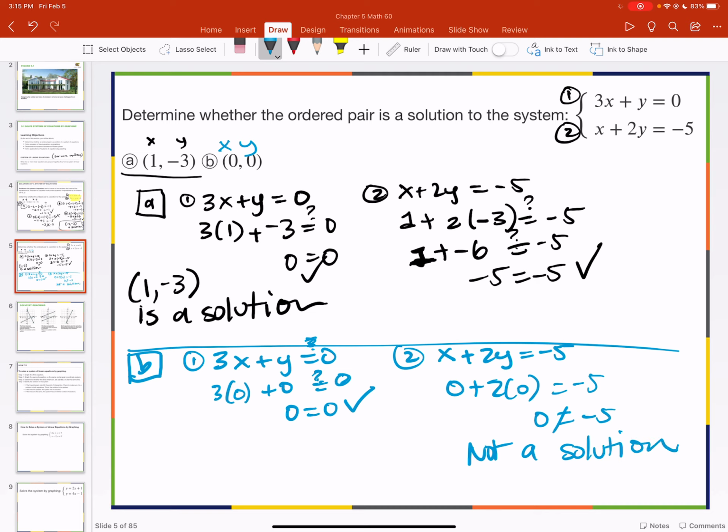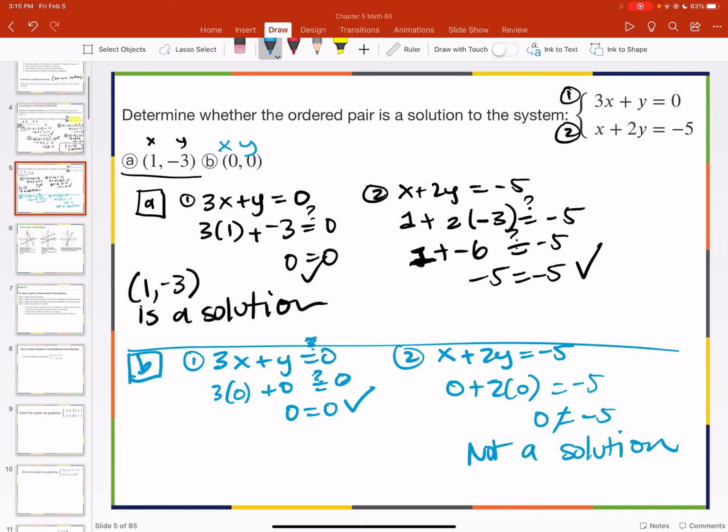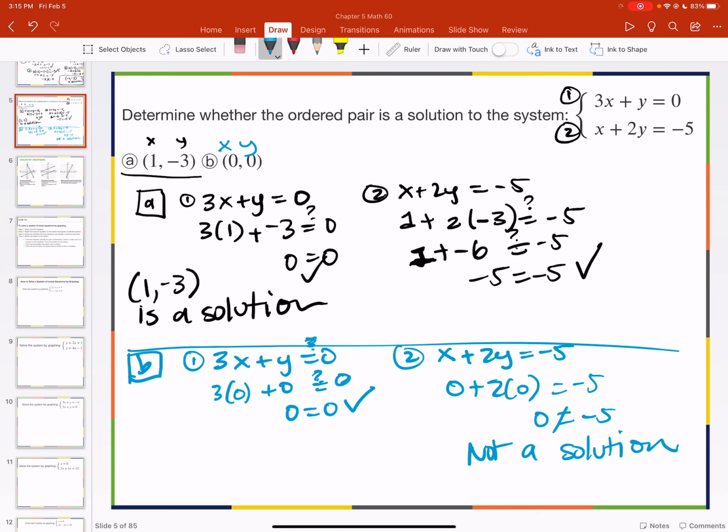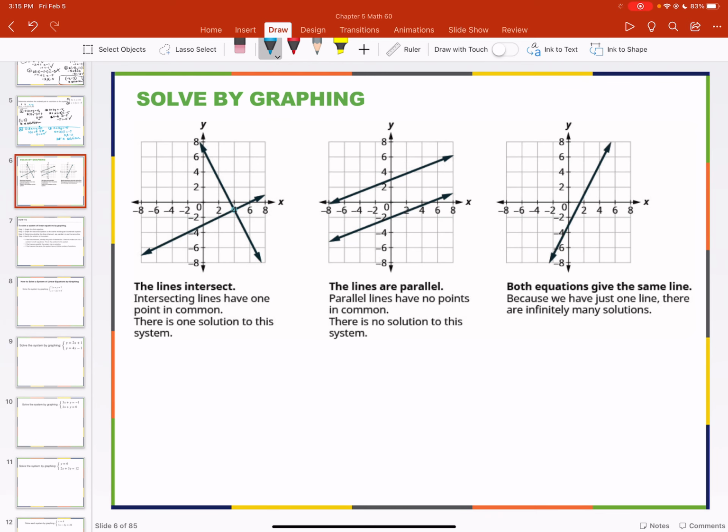So that's one way to test if it's a solution or not. But if you know a little bit of theory, there's something cool that you can figure out. Let's show first the different types of lines. There are 3 possibilities if you have 2 lines, a system of 2 equations.